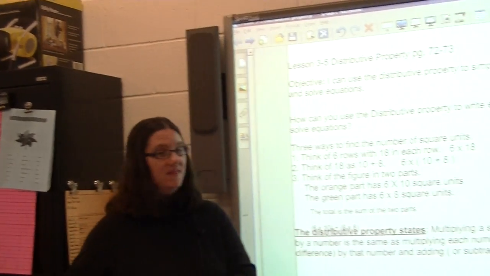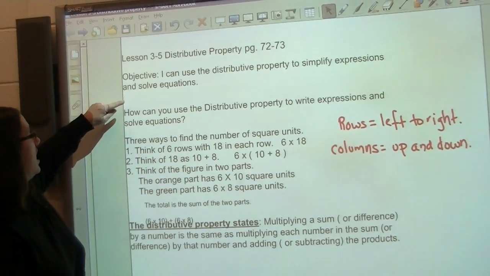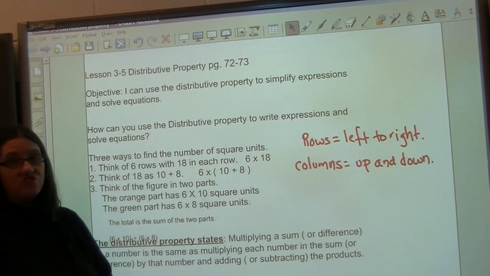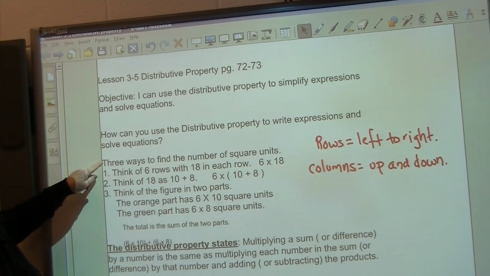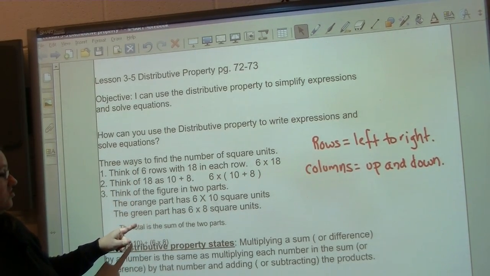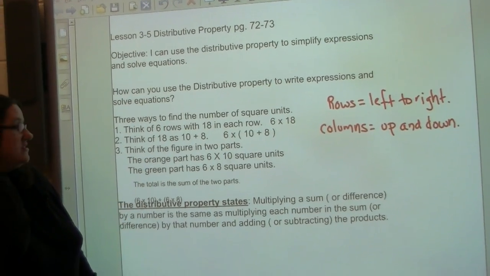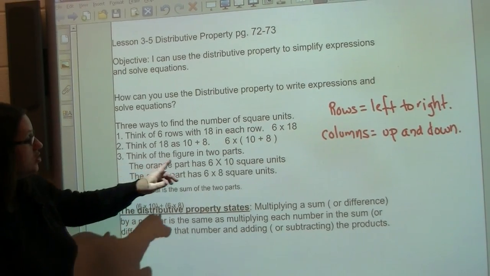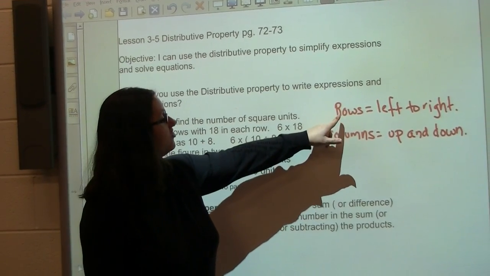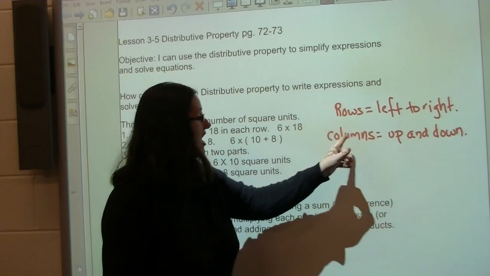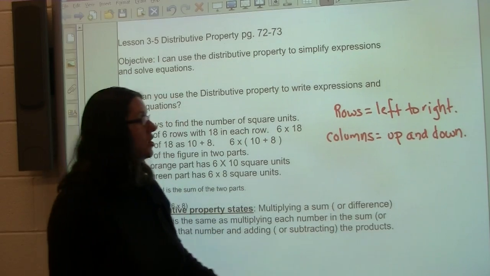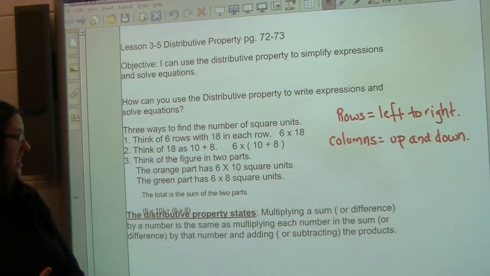Now let's take a minute and get that information down into our notes. So again, you want to put your question, how can you use the distributive property to write expressions and solve equations? And then here we put down the 3 ways to find the number of square units. 5th grade, all of this is directly in your text that we just read through together. I would like you to copy it down and start thinking about it as you write. You will see off here to the right, for those that need a reminder, rows are the squares that go from left to right, and your columns are what is up and down. So just a little short reminder, if you're forgetting what a row and a column is, make sure you put that in your notes.